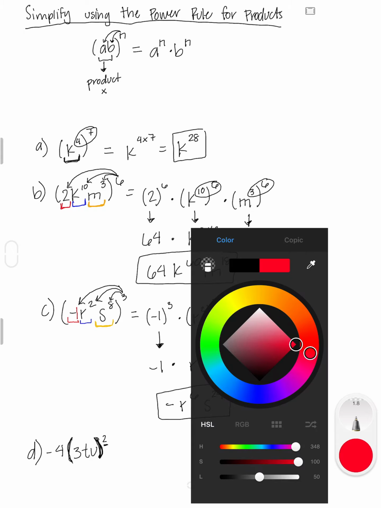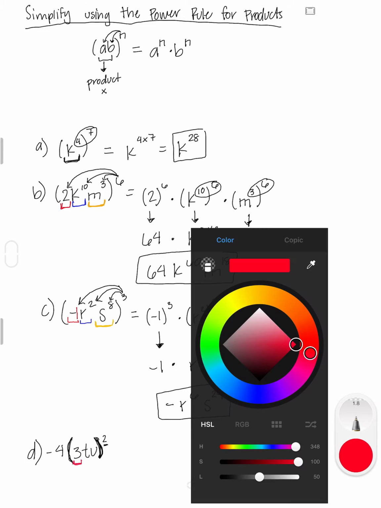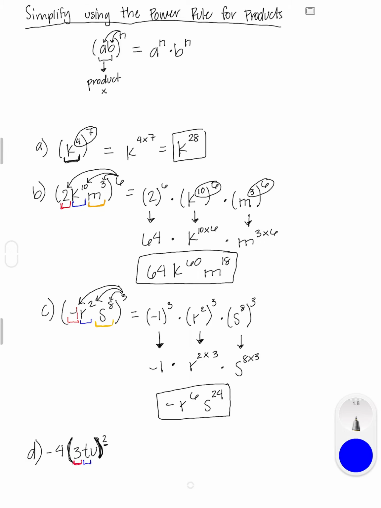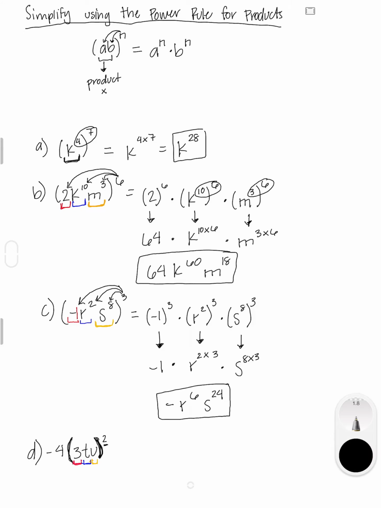However, that exponent will be applied to the 3, to the t, and to the u. Okay. So to the 3, to the t, and to the u. So this will become negative 4, and then 3 squared times t to the second power times u to the second power.